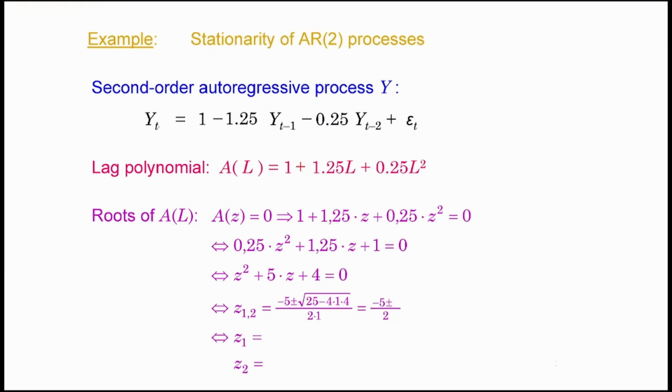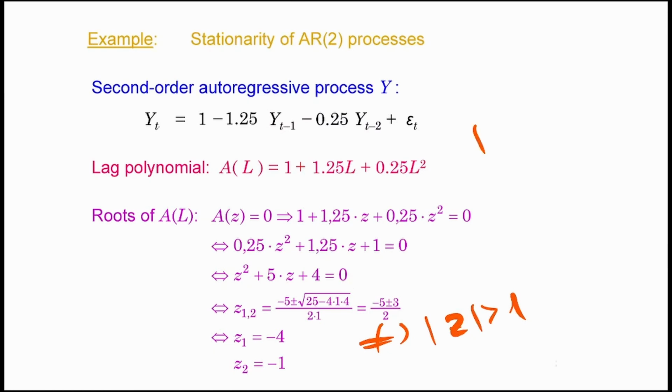So you have minus 5 plus minus 3 divided by 2. The first root is going to be minus 5 plus 3 divided by 2, which is negative 1. And the second one is going to be minus 5 minus 3 divided by 2, which is minus 8 divided by 2, which is negative 4. So negative 4 and negative 1 are the roots of the lag polynomial. Now this does not imply that the roots have absolute values greater than 1, because there is at least one root which does not satisfy that.